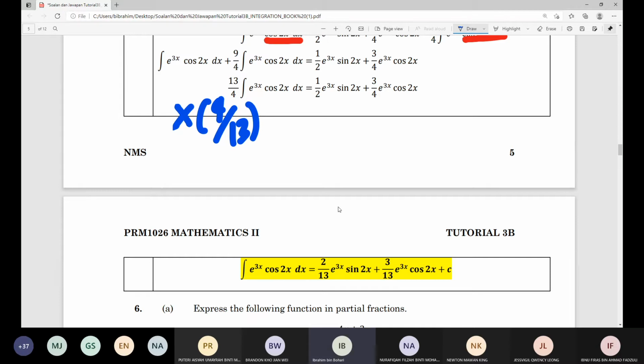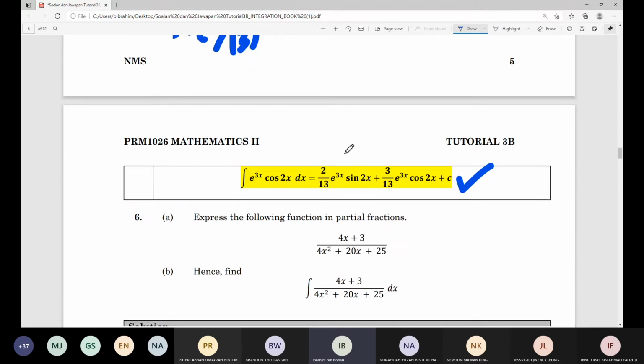Okay, so check answer: 2/13 e^(3x) sin 2x plus 3/13 e^(3x) cos 2x plus c. Question 5, you all have to do integration by parts twice. If you do it only once, your solution is not complete. It must be done twice to be complete. Question 4 and 5 use the same method.